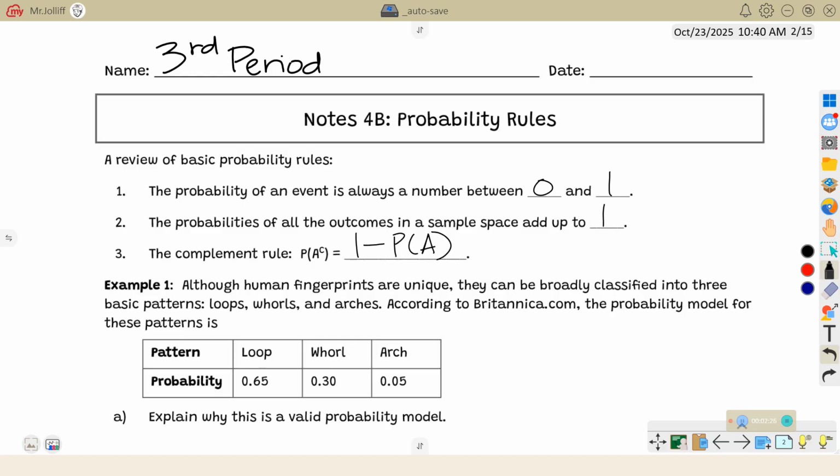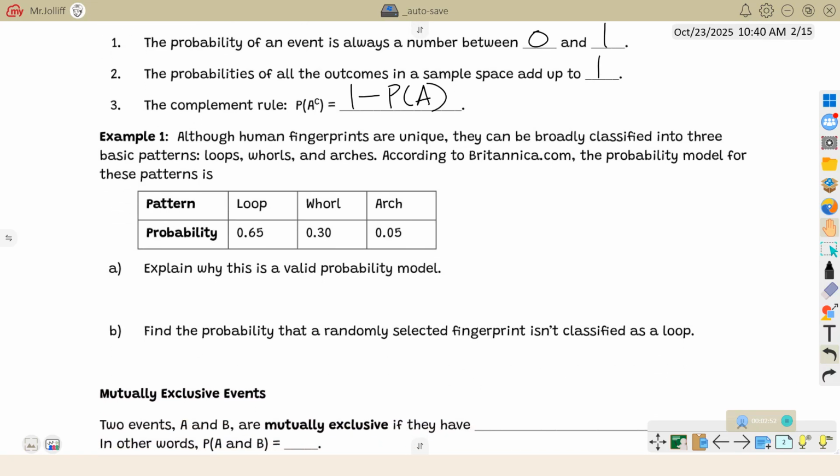That's helpful because sometimes it is easier to find A when I'm asked for not A. Sometimes it's easier to find not A when I'm asked for A. So this complement trick is helpful when I'm asked for one thing, but its complement is easier to calculate. So the complement trick will make these calculations faster, which always makes us happy. So let's do an example or two. Start with the first one.